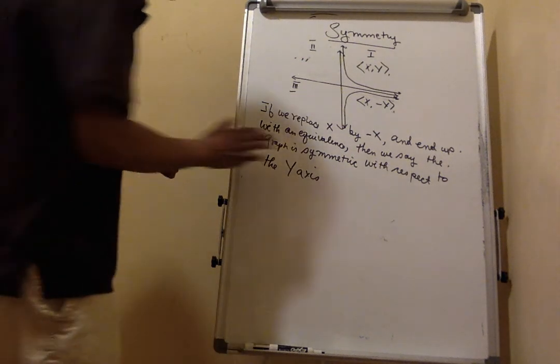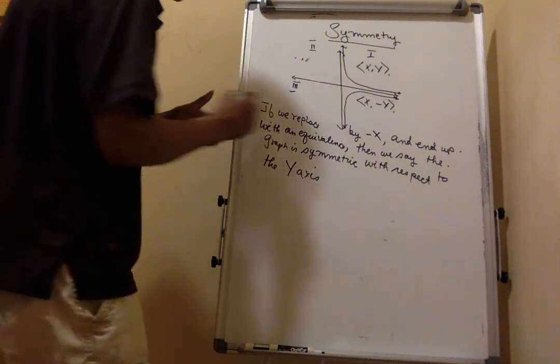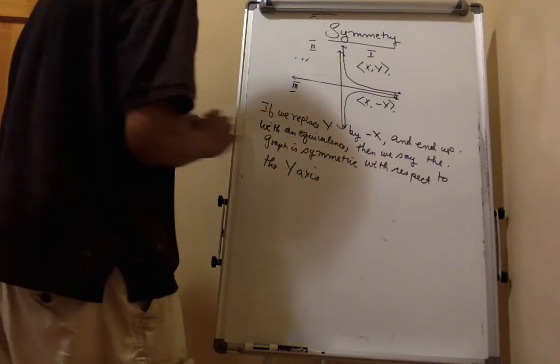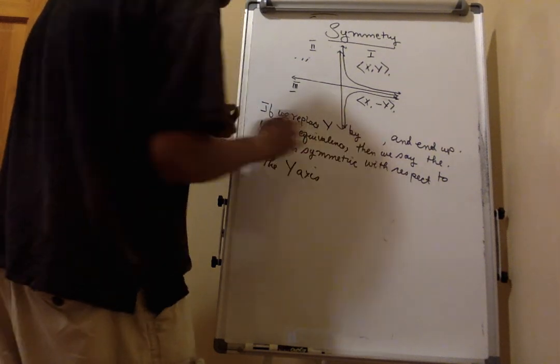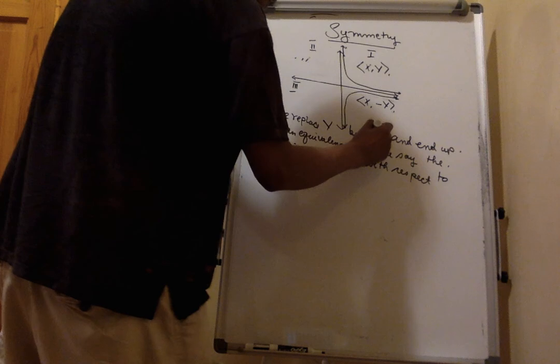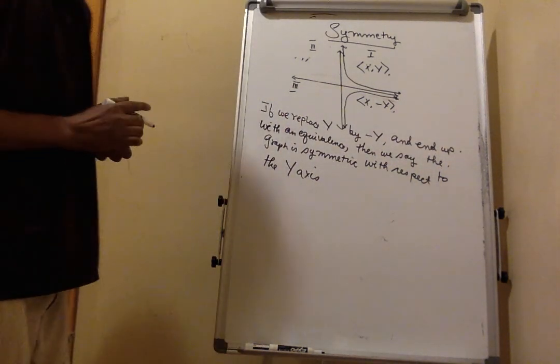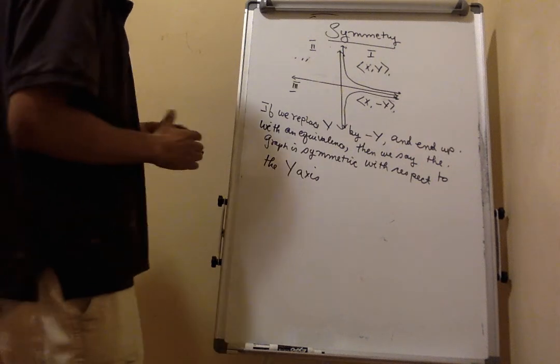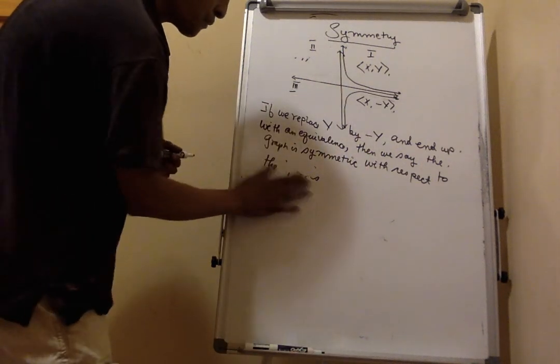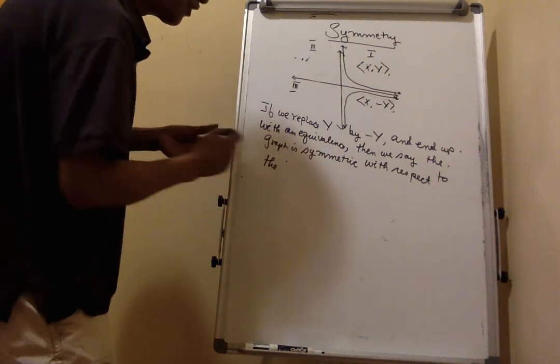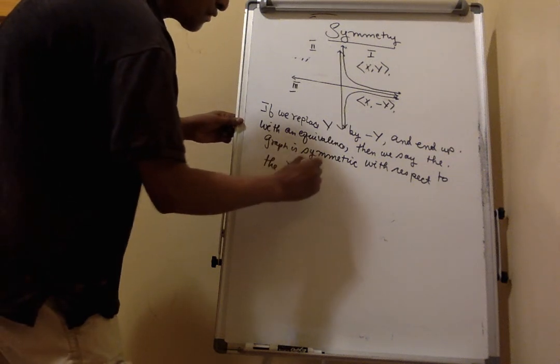So if we replace y by negative y and end up with an equivalent, then we say the graph is symmetric with respect to what? To the x-axis.